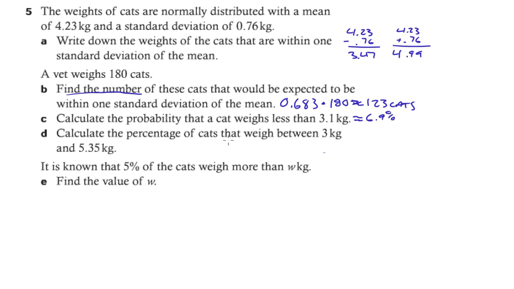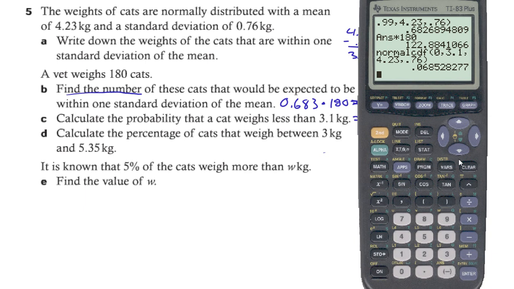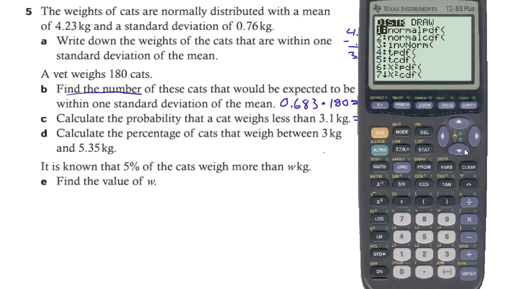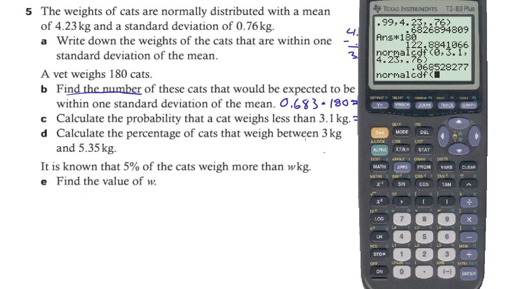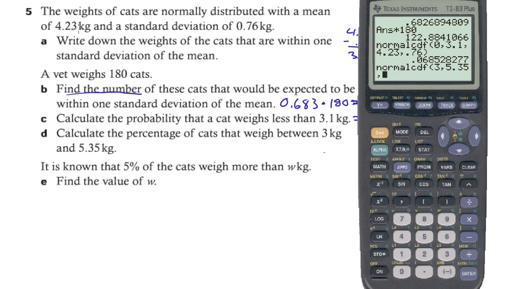D, calculate the percent of cats that weigh between 3 and 5.35 kilograms. Okay, so we get our calculator back out. Second distribution, normal CDF. 3 is our low, and 5.35 is our high. Mean is 4.23, and our standard deviation is 0.76. Close that off, and that gives the percentage of cats. That's 87.69, so we're going to go with 87.7%.